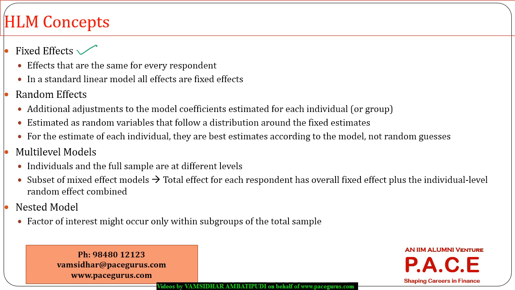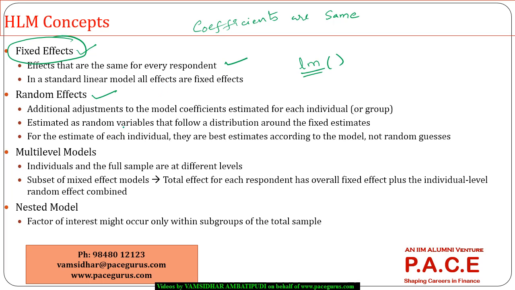And as the conceptual part of it, there is some jargon that we really need to specialize in here. One, when I say fixed effect, those are the variables whose coefficients are the same for the entire population. So the effects that are the same for every respondent, the coefficients will be the same for the whole data. So when I am talking of a regular linear model, all the coefficients are constant for all the data, which means all the coefficients are fixed effects only. All the variables are fixed effects there.